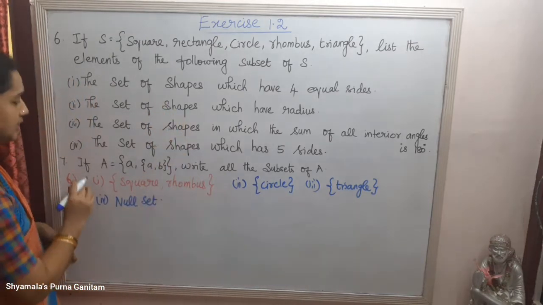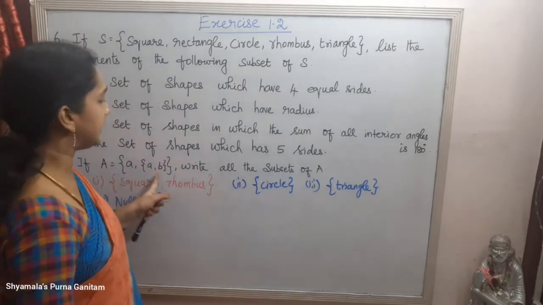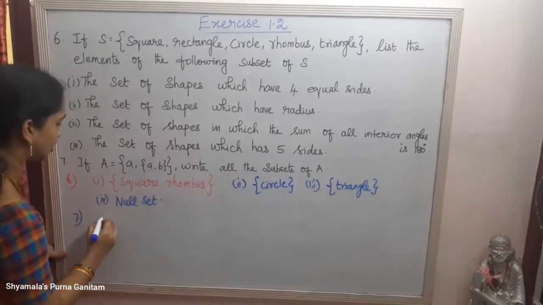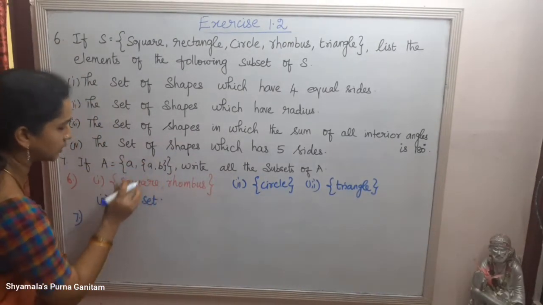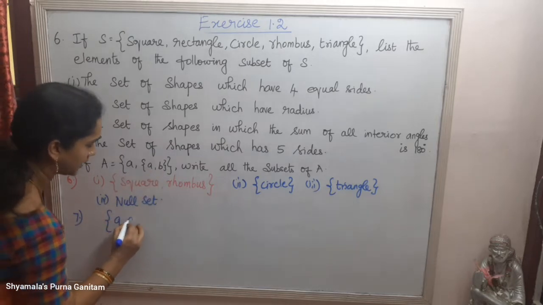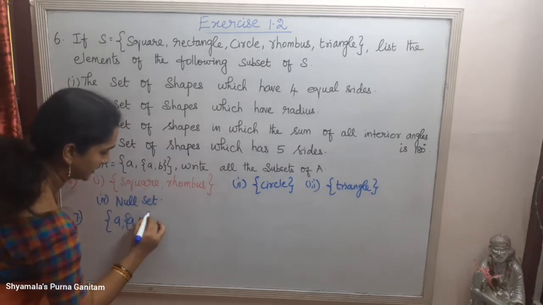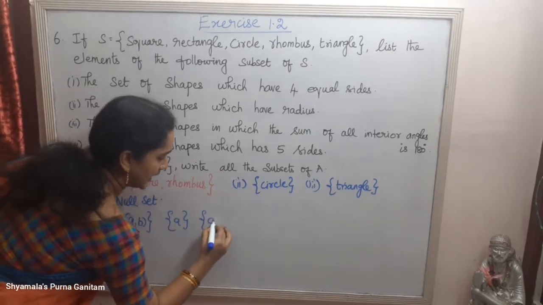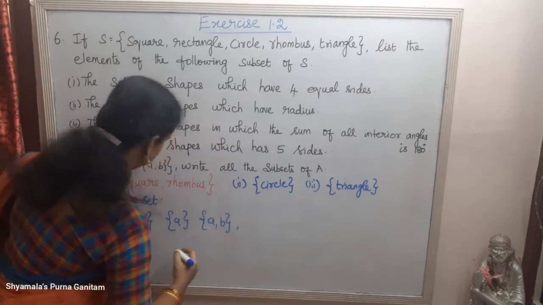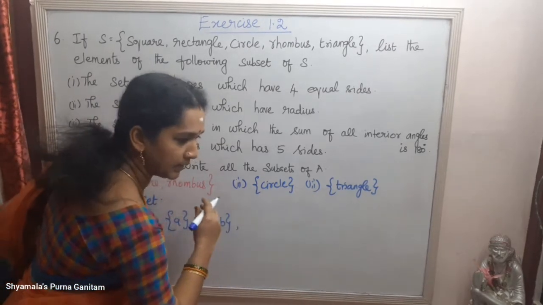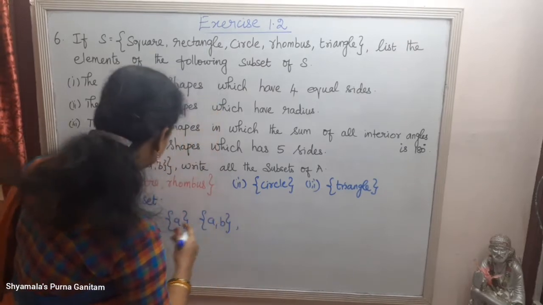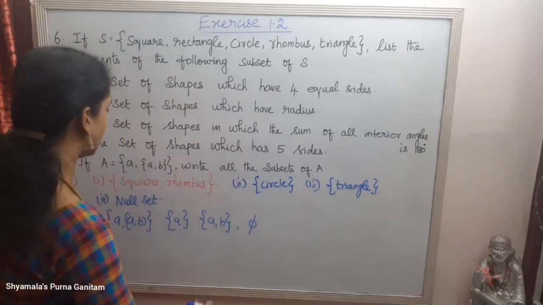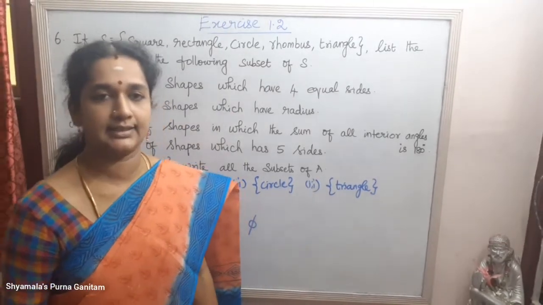Then seventh one: if A is equal to {a, b}, write all the subsets of A. So first we will write the set itself, {a, b}. This is a subset. Then {a} is a subset. Then {b} is a subset. Then next one is the null set, no element. So all these are the subsets of the given set.